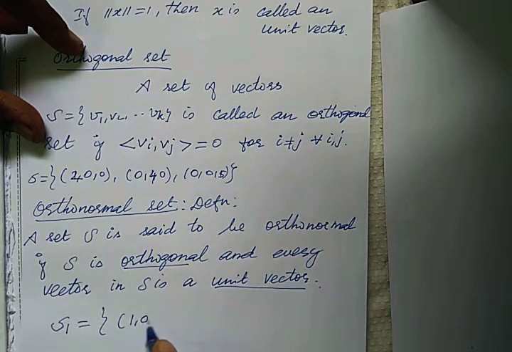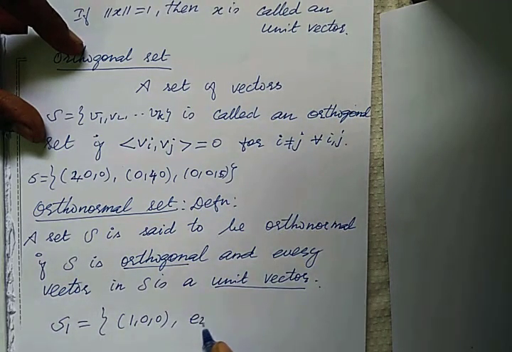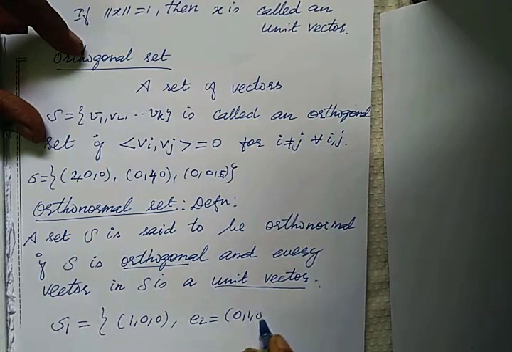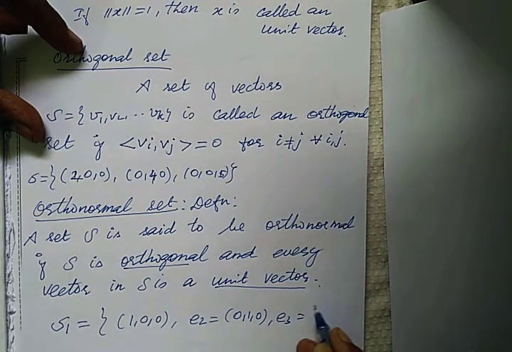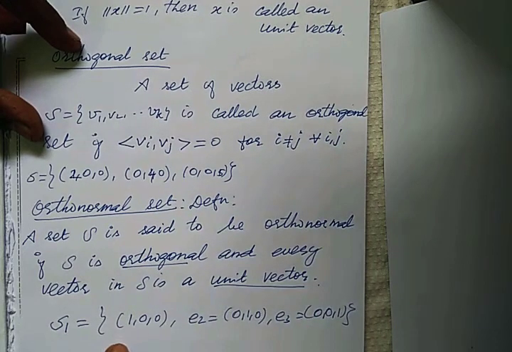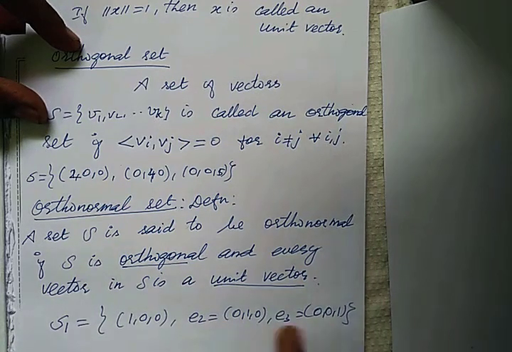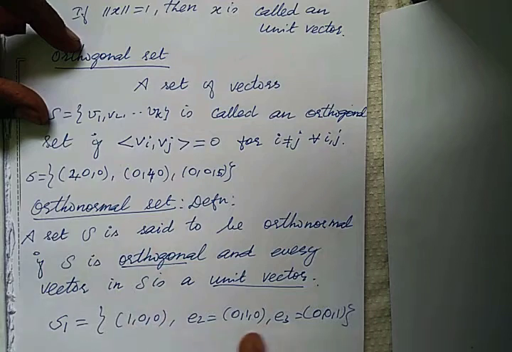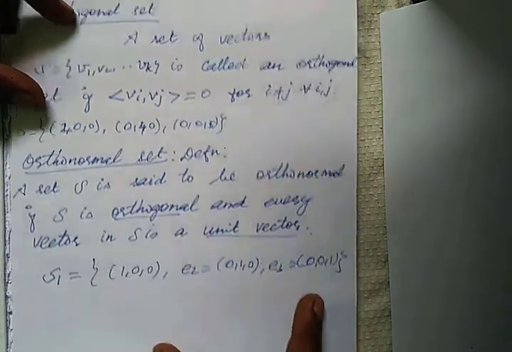This is not orthonormal, but consider this set S1: (1, 0, 0), that is E1, E2 which is (0, 1, 0), and E3 which is (0, 0, 1). These are the three vectors. Every vector is orthogonal to the other vectors and each one is a unit vector. So this is an orthonormal set.